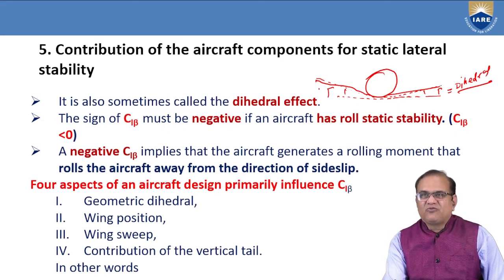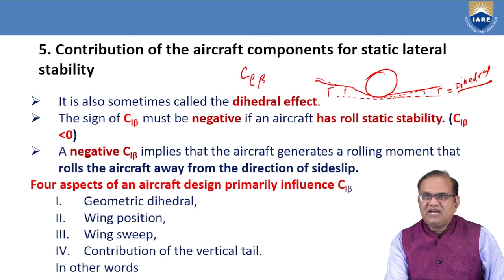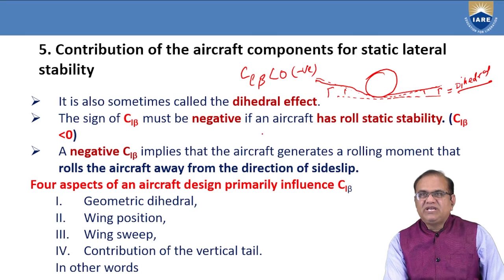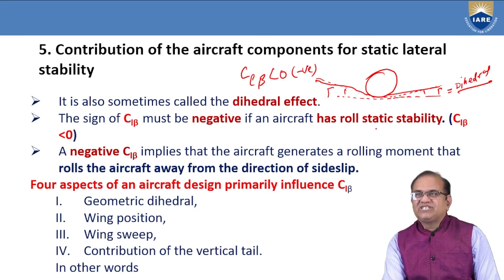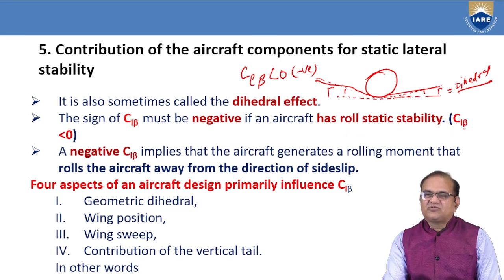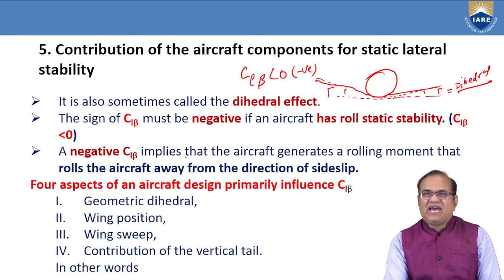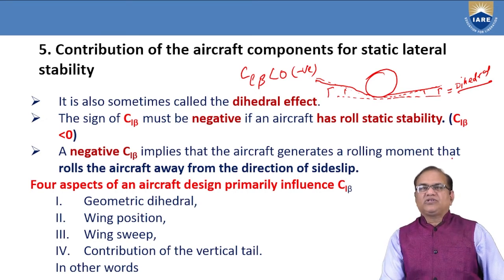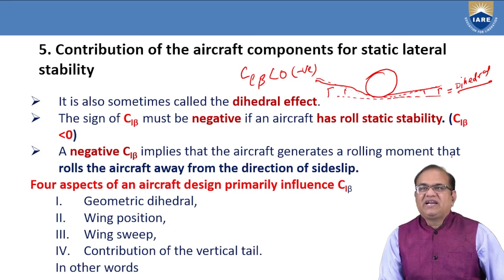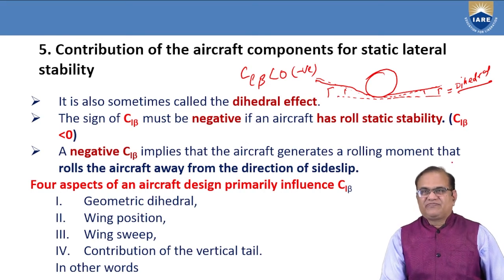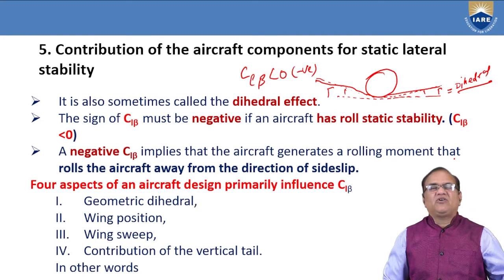The sign of CL beta must be negative. Just now I told you previously, CL beta should be less than 0, or negative, if an aircraft has roll static stability. A negative CL beta implies that the aircraft generates a rolling moment that rolls the aircraft away from the direction of the side slip. So what is CL beta negative? That we have to understand.